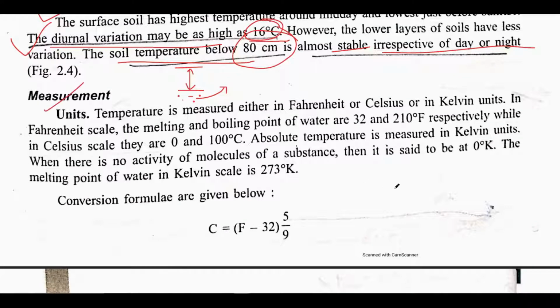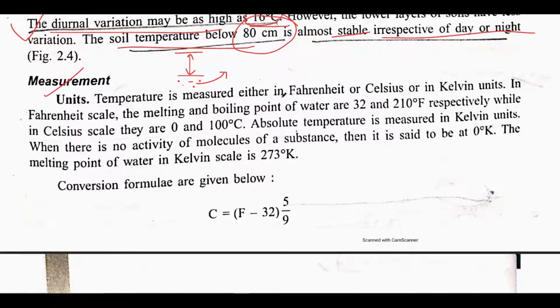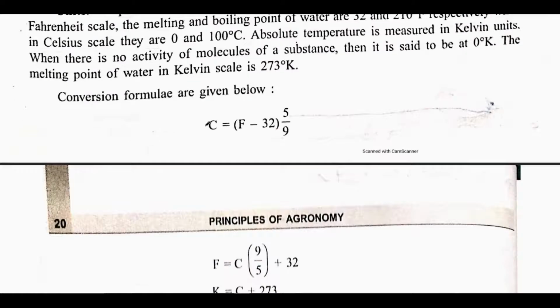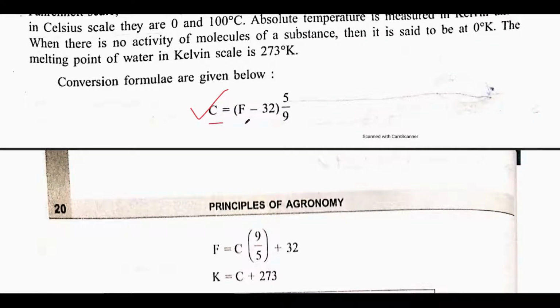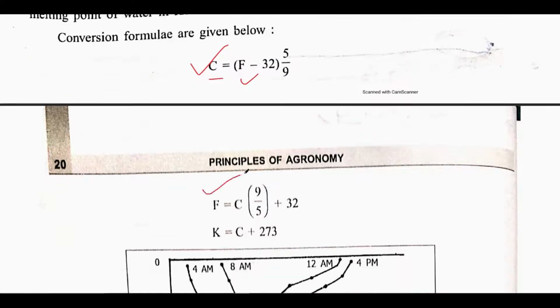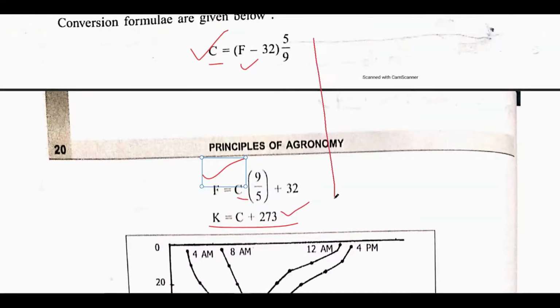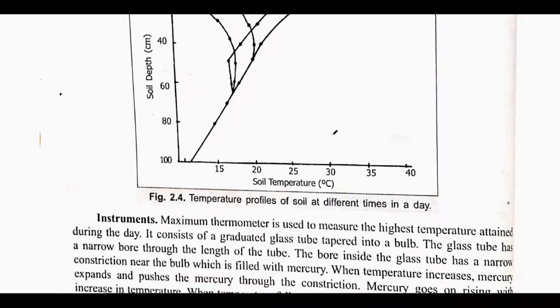Now, measurement of temperature. Basically, temperature is measured in three units: Fahrenheit, Celsius and Kelvin. They are all interconvertible, and the formulas given are used for converting one temperature into another, like degree Celsius can be converted into Fahrenheit, Fahrenheit can be converted into degree Celsius, and Kelvin can be converted into degree Celsius. These are the three formulas. You must remember all of these because they are basic things.